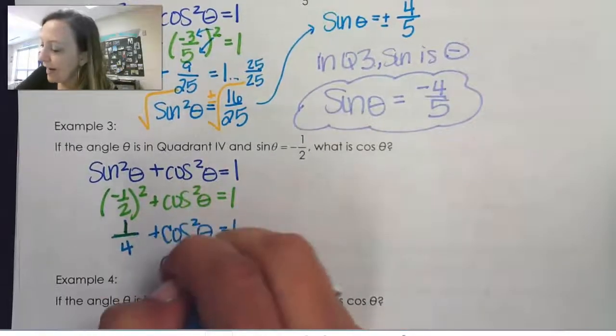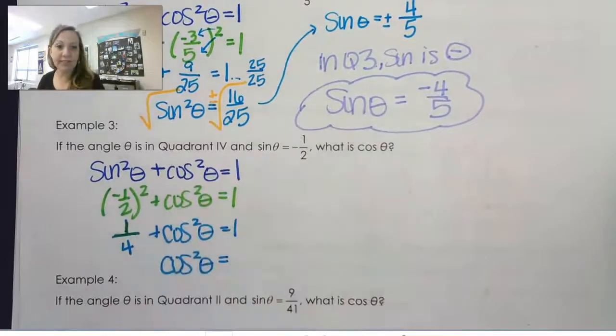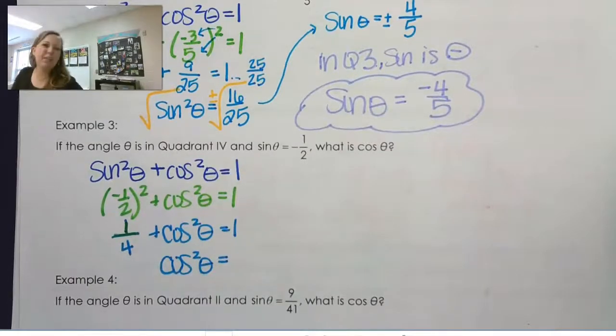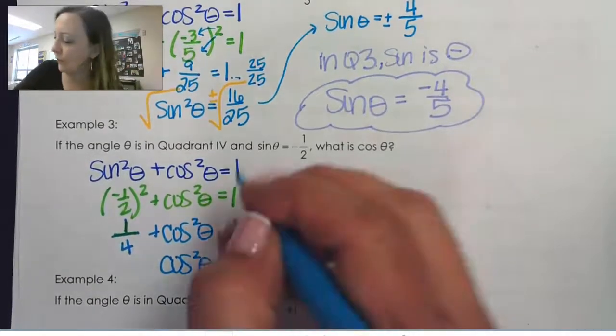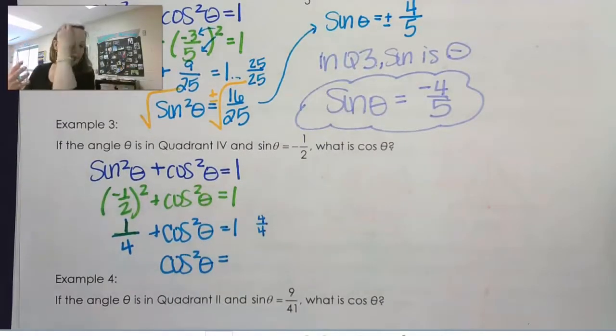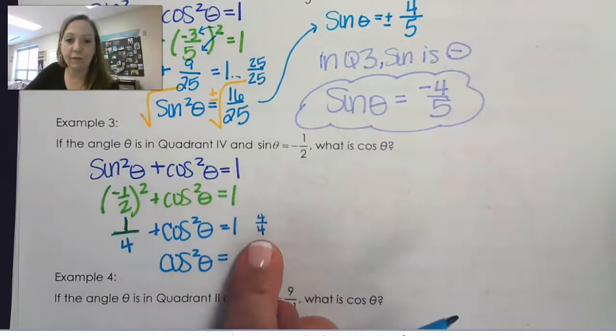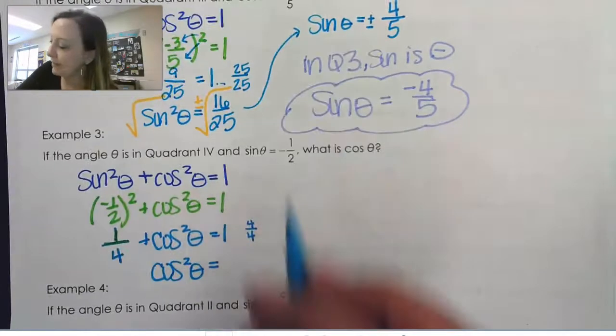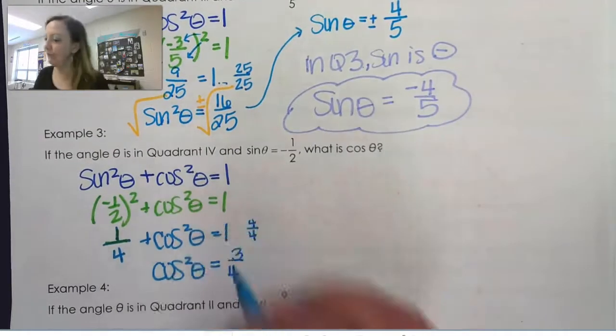Now I want to subtract 1/4 to get the cosine theta by itself. And we can probably subtract 1 minus 1/4 pretty easily, but remember, if you're thinking about what to do if it's not familiar, we want to make a common denominator. So 1 is the same as 4/4, and 4/4 minus 1/4 is 3/4.